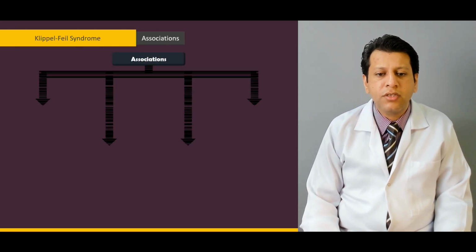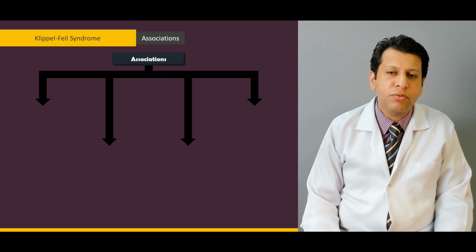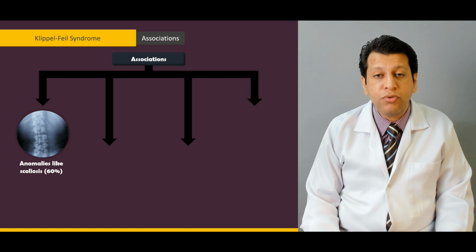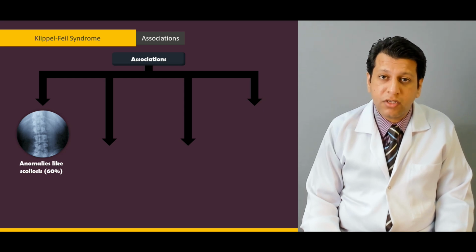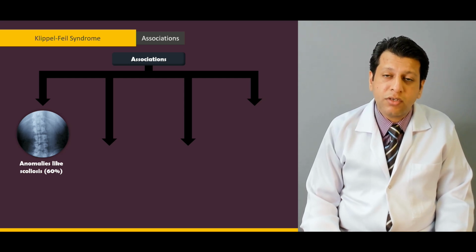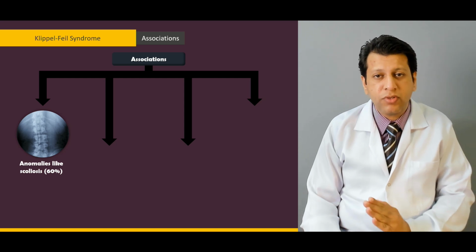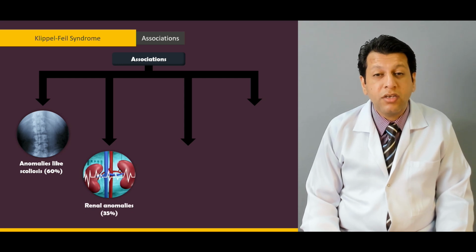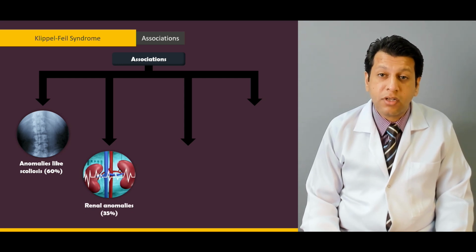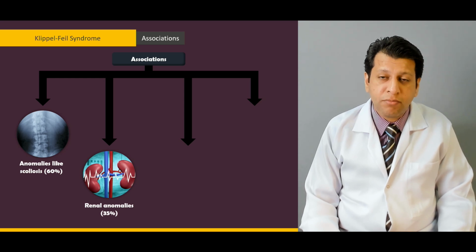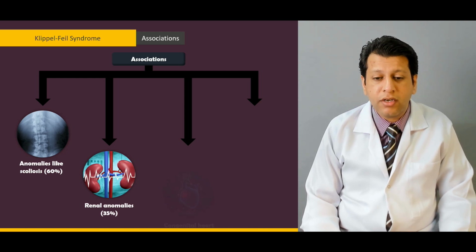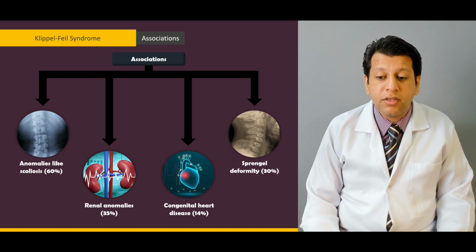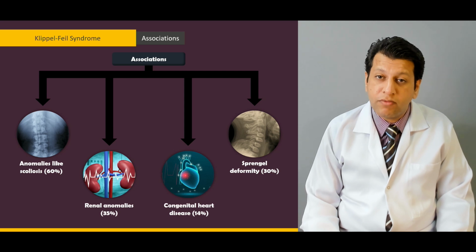Usually the associations could be towards multiple diseases. It involves abnormal scoliosis, which is very common with Klippel-Feil syndrome. There are problems with the cervical spine and thoracolumbar spine as well. Then it may be associated with renal anomalies, such as absent kidney, or even problems such as small kidneys. Then there could be associated congenital heart diseases, and sometimes it may be associated with Sprengel deformity as well.